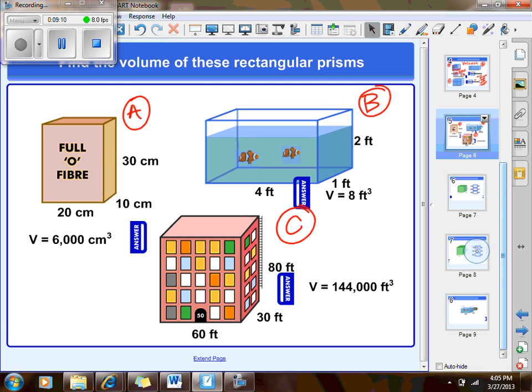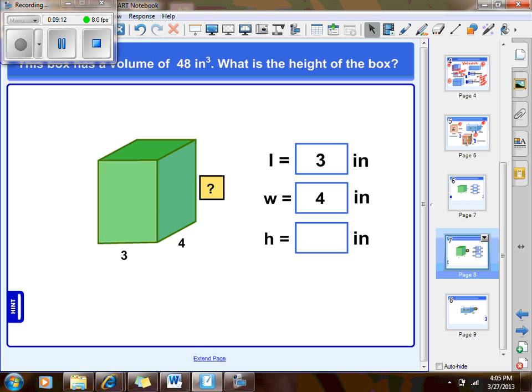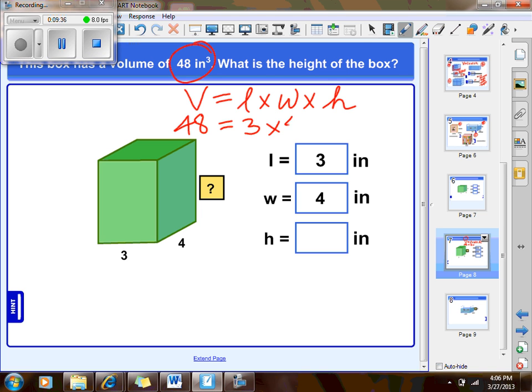Last one. If we know the total volume of an object, we can figure out the other sides. So remember, volume equals length times width times height. In this case, we know volume. We know our length, and we know our width. What we don't know is what our height is. So the first step in solving this problem is to multiply the two we know.